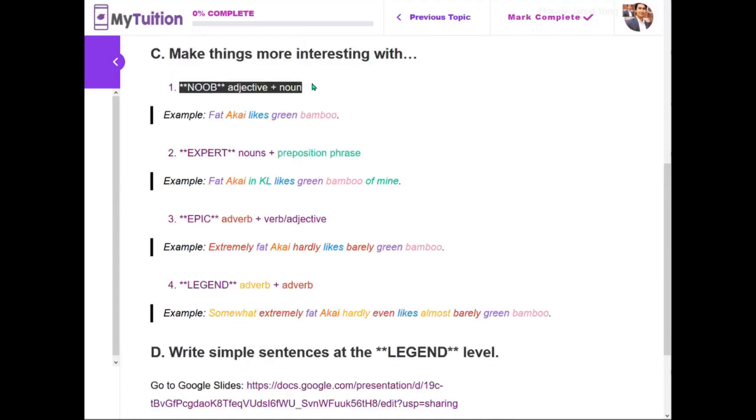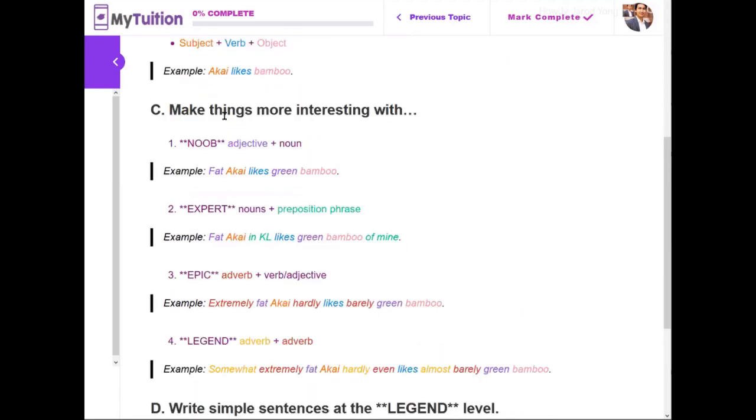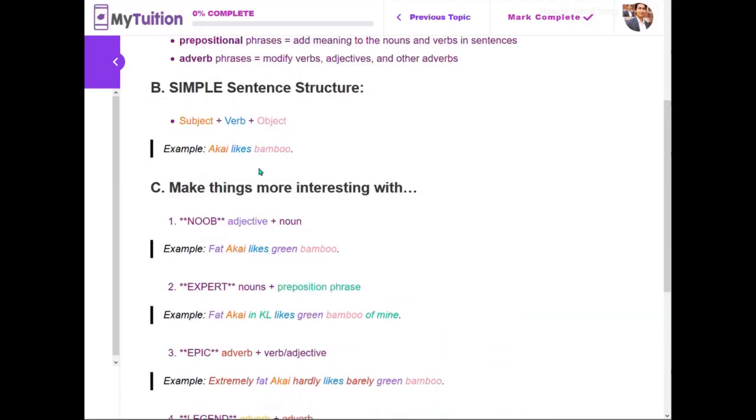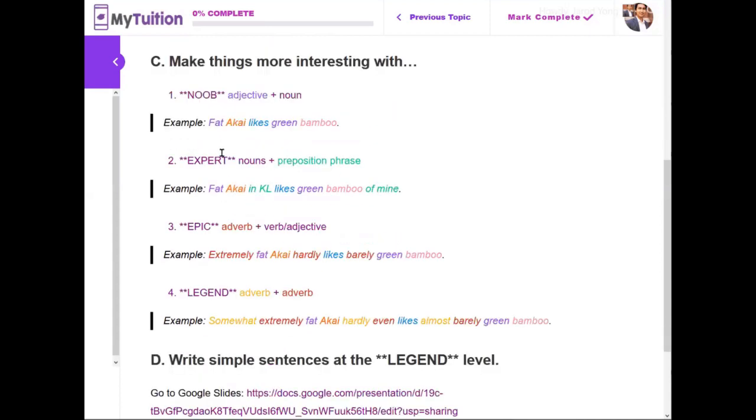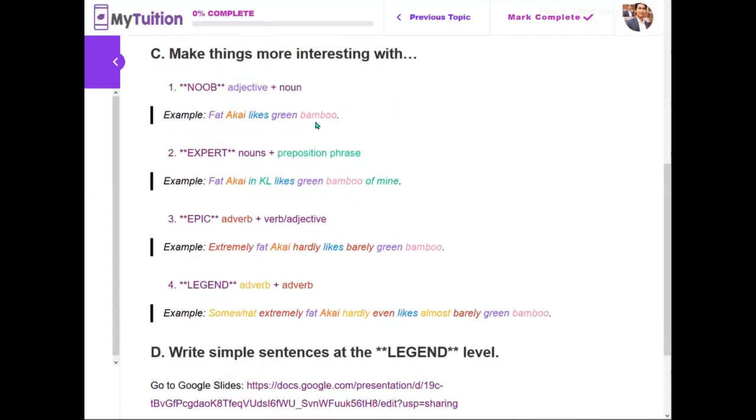You can do the noob level way of making things interesting by adding an adjective in front of the noun. So the adjectives are coded in purple. As you can see in the example, I've used the original sentence from up here, and I've added adjectives to it. So, Fat Akai likes green bamboo. The purple words are adjectives.